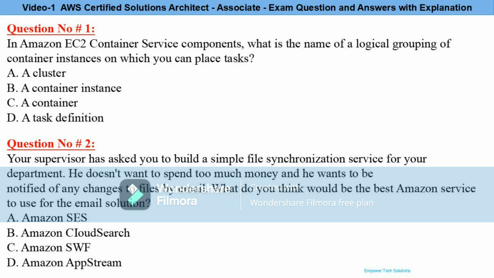So we are going to do the second question. Your supervisor has asked you to build a simple file synchronization service for your department. He doesn't want to spend too much money, and he wants to be notified of any changes to files by email. What do you think would be the best Amazon service to use for the email solution? The answers are Amazon SES, Amazon CloudSearch, Amazon SWF, and Amazon AppStream.